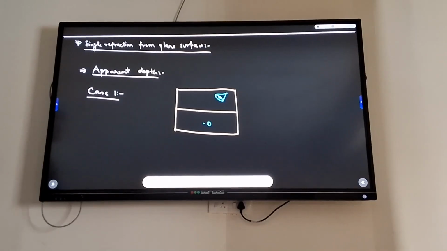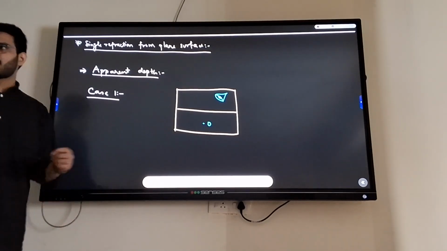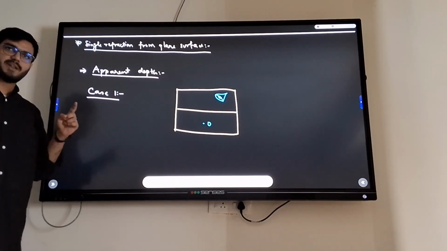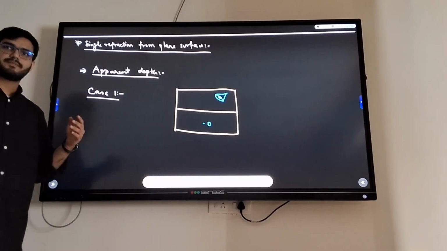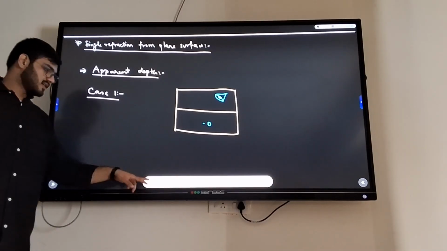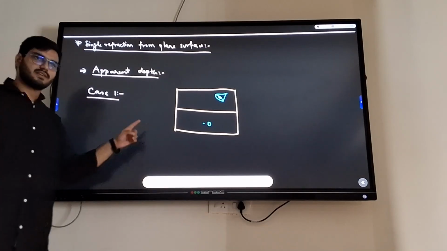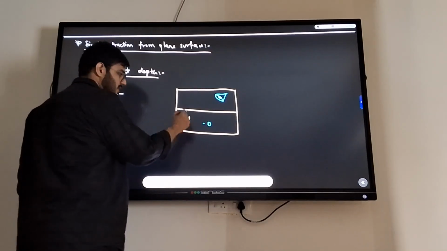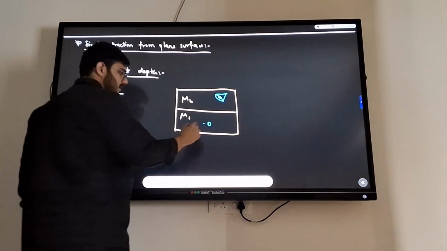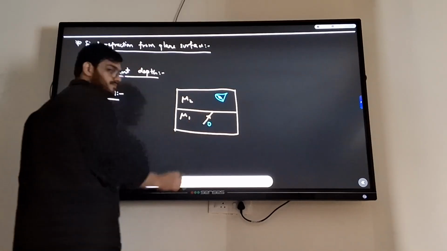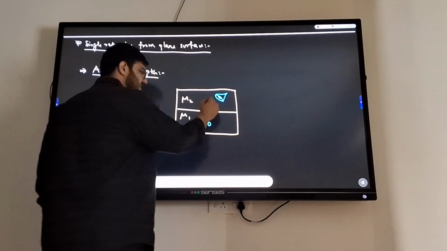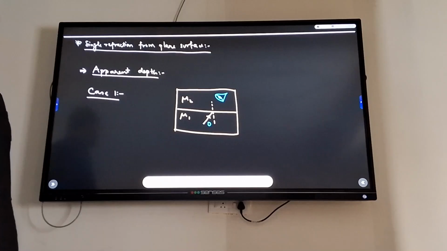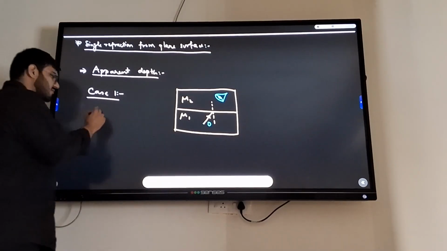Good. And always remember, I am about to write something. Always remember that whatever medium has the object placed in it, I will consider that to be mu1. It's not necessary, but it will be convenient for all the formulas that I derive. So I will write here mu1. What about here? Mu2. From here the rays will come out. They will suffer some kind of refraction. But बताओ कि mu2 is greater than mu1 or mu1 greater than mu2? mu1 is greater than mu2 ना?